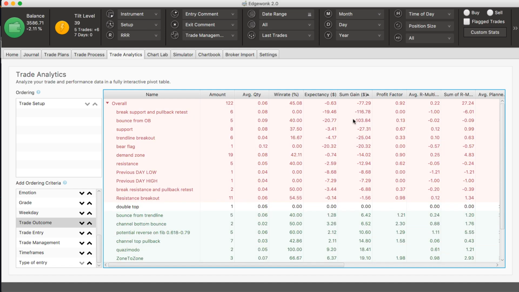And now you can see there are two setups: break support and pull back, and bounce from OB. He only took 11 trades for those two, but he lost quite a lot of money. Also, when you look at the expectancy, those are really big losing trades.